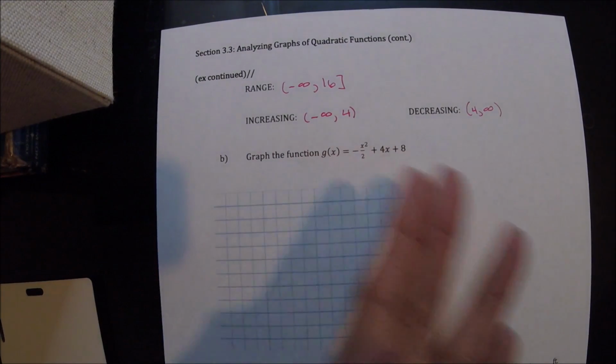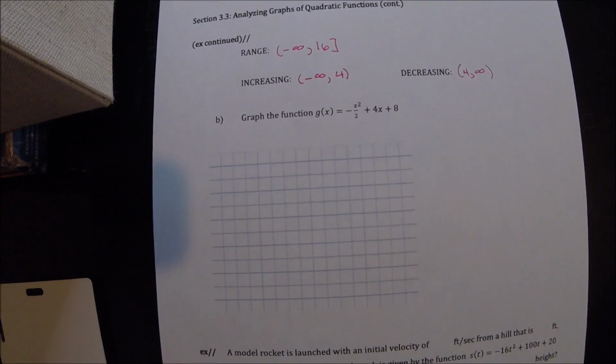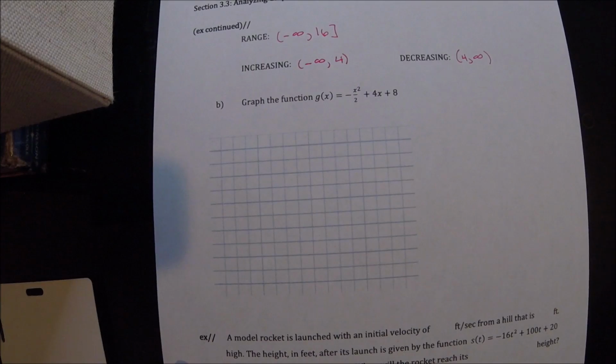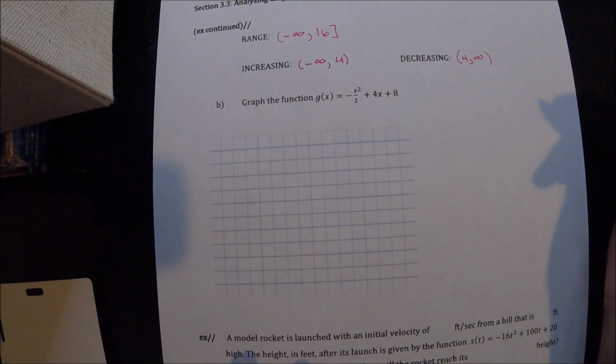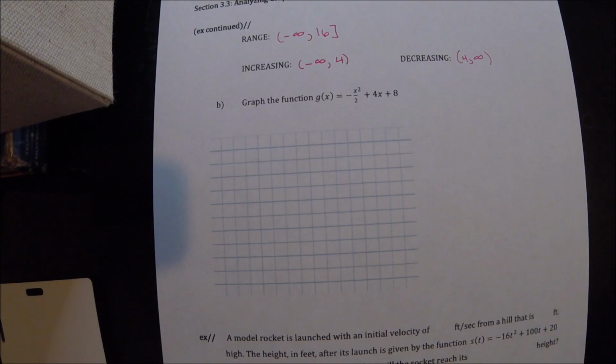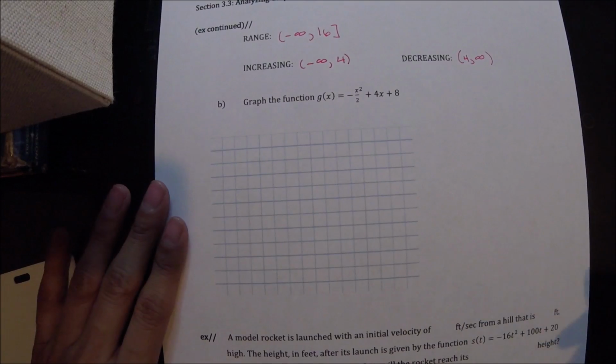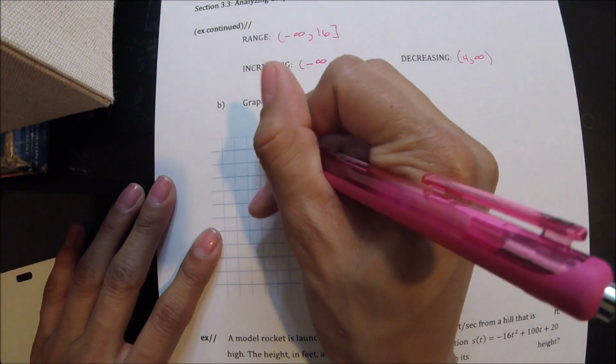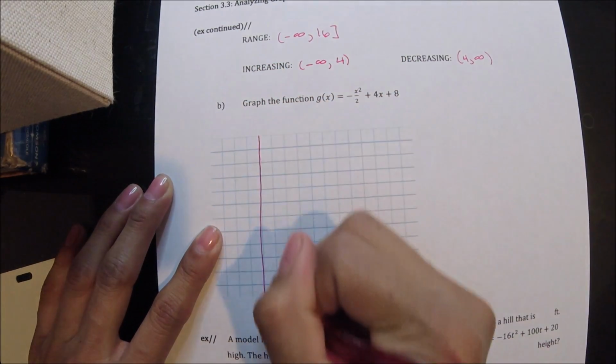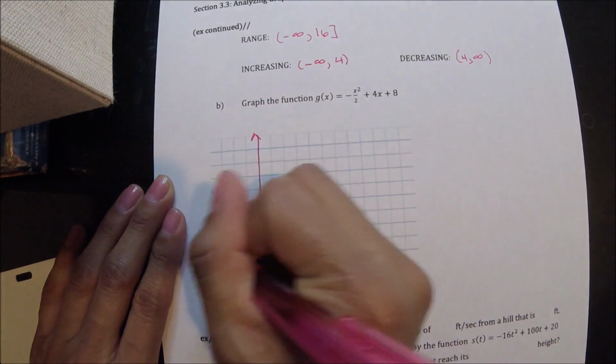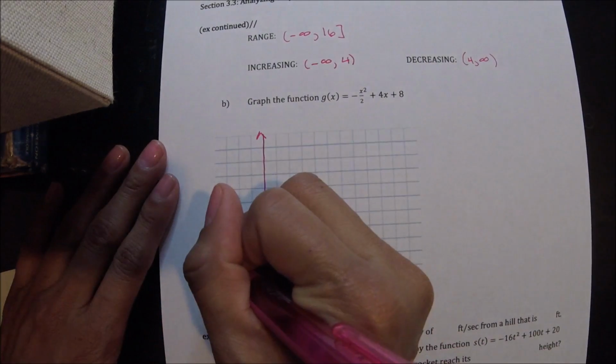And then if you just want to double check, we can graph it. So the graph, let's see, the vertex is at (4, 16), so maybe I need to change my scale this time. So let's see. Put that line there.